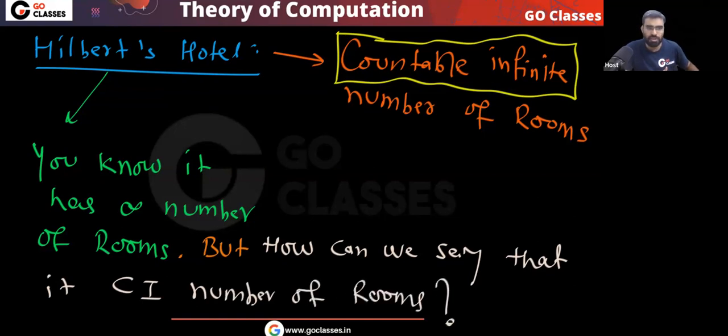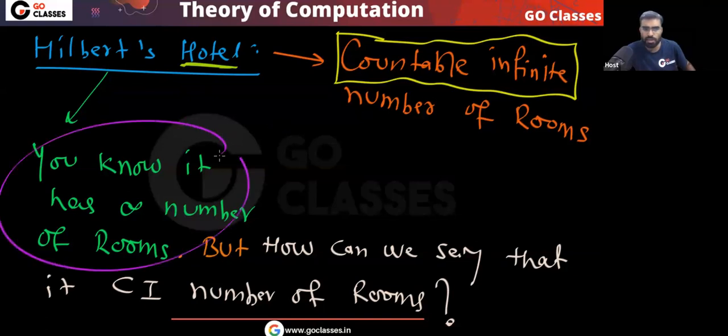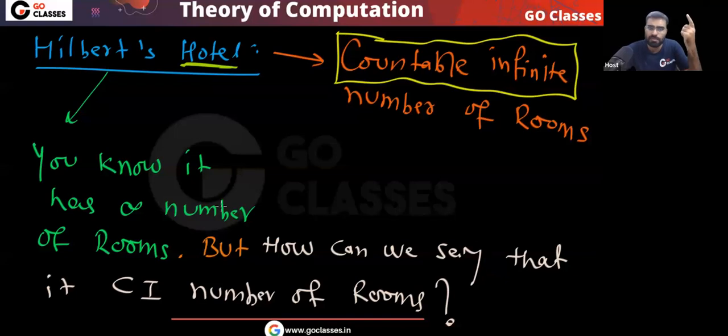See, you already know this hotel has an infinite number of rooms, right? But in this infinity, uncountable is also there. Agree? When I say this hotel has an infinite number of rooms, the number of rooms can be uncountable also. But then how can you say that it has countable infinite? Very good, very good. Because rooms are numbered.